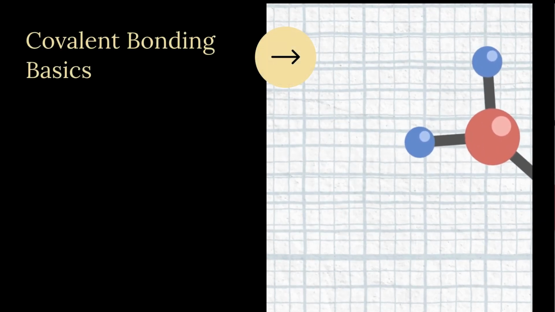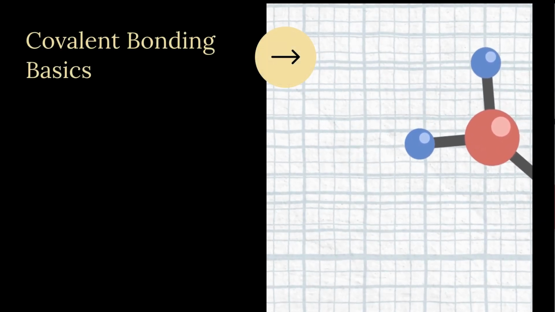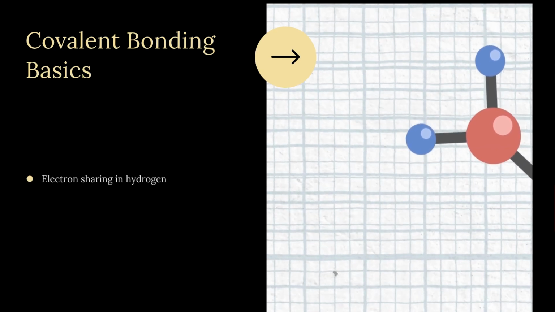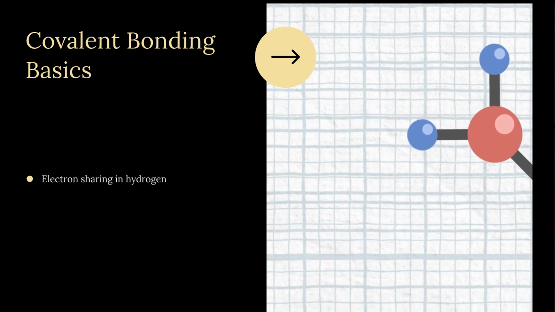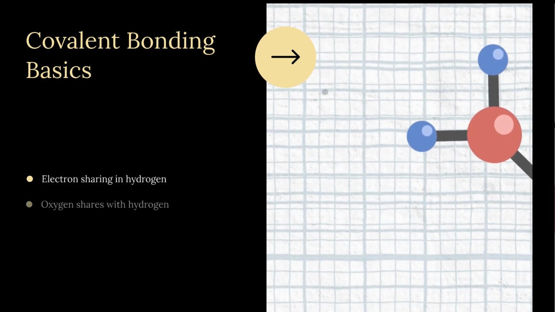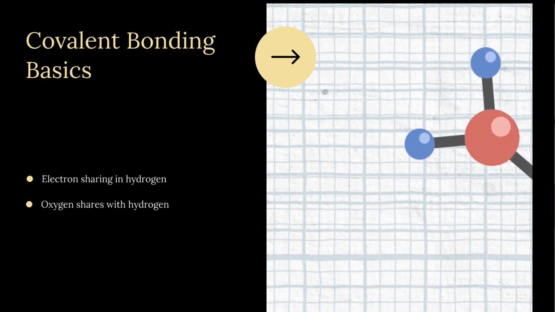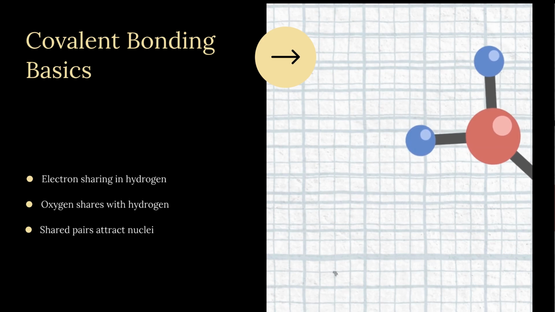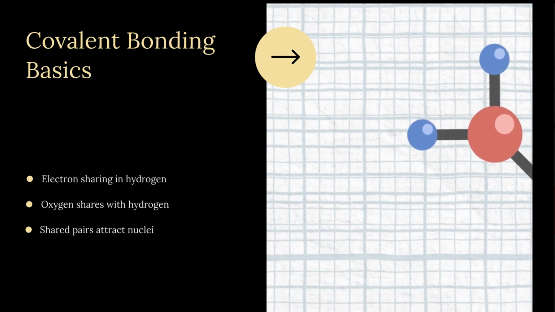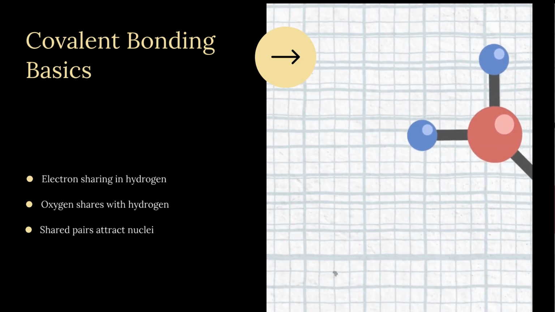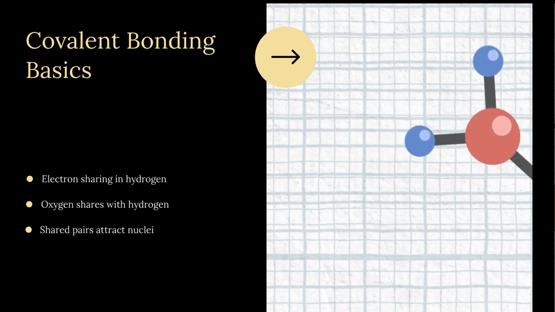Covalent bonding involves electron sharing. Each hydrogen atom shares one electron to achieve a full outer shell. In a hydrogen molecule, the shared pair forms a covalent bond. Oxygen shares electrons with hydrogen in water, forming O-H bonds. These bonds involve shared electron pairs attracted to nuclei.